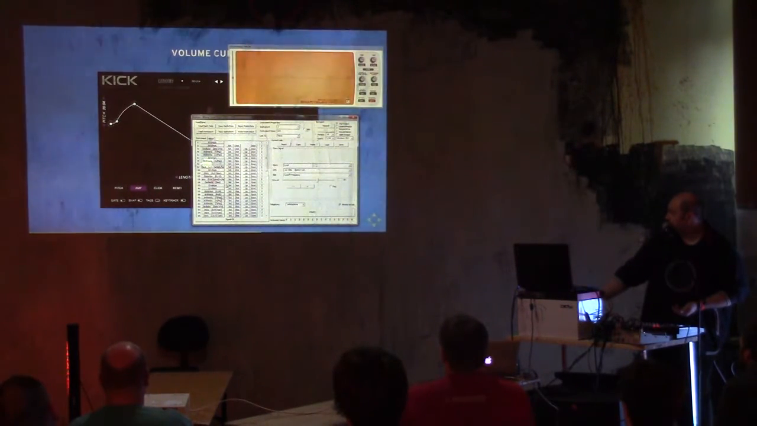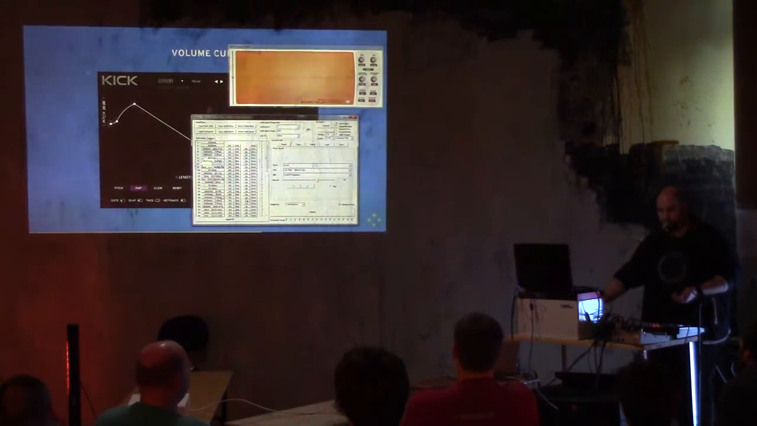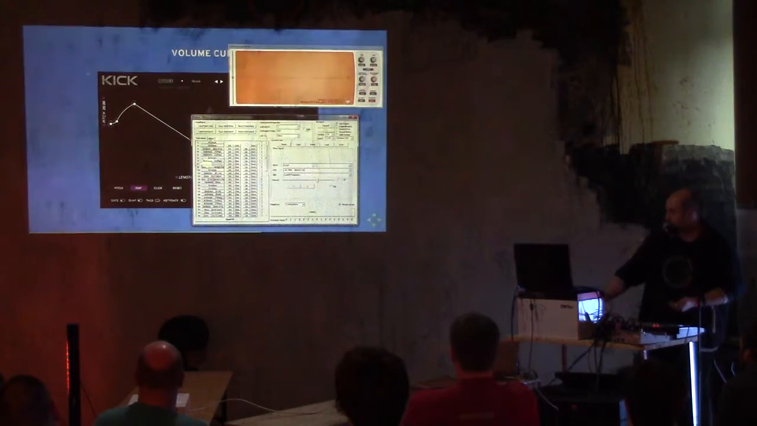So this is the first part, an envelope here. I distorted that. You can distort envelopes as well. So if you want to blow them up, or you can even filter envelopes. That gives interesting effects sometimes as well. Makes them smoother.